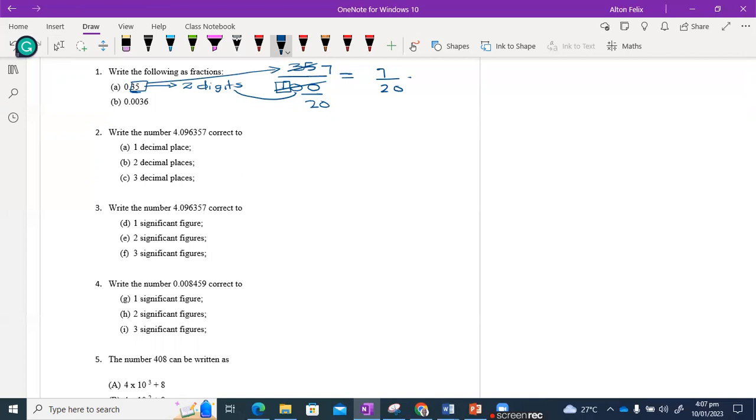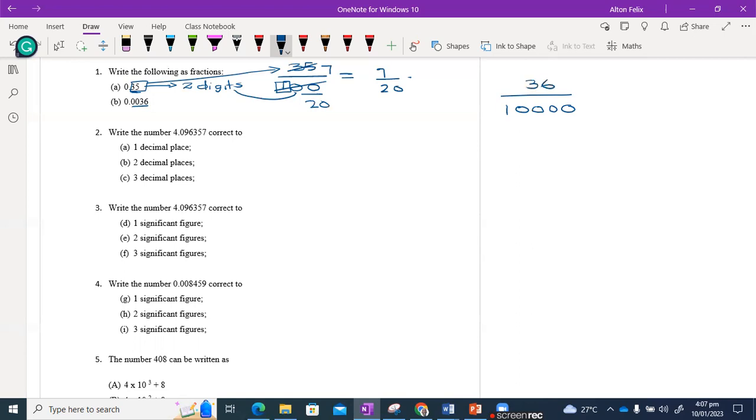Now, let's try this again for the second question. How many digits do we have after the decimal point? We have 1, 2, 3, 4. So it means that we'll write our 1 and 4 zeros. 1, 2, 3, 4. And then we write the whole number, which is simply 36.